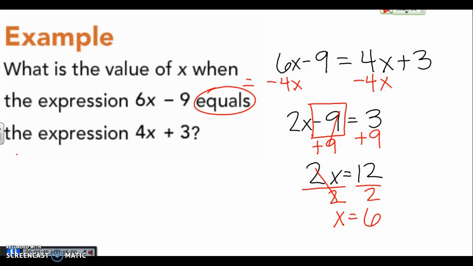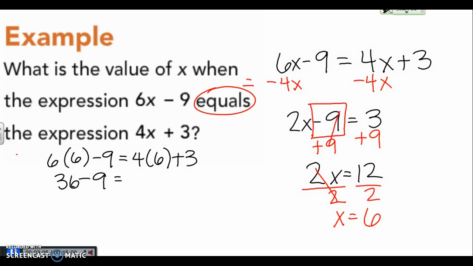Remember, when you're solving equations, you can plug in for the variable to check your solution. So if I have 6 times 6 minus 9 equals 4 times 6 plus 3. 6 times 6 is 36 minus 9. 4 times 6 is 24 plus 3. 36 minus 9 is 27. 24 plus 3 is 27. Since they're equal on both sides, that means my solution is correct and 6 is my answer.